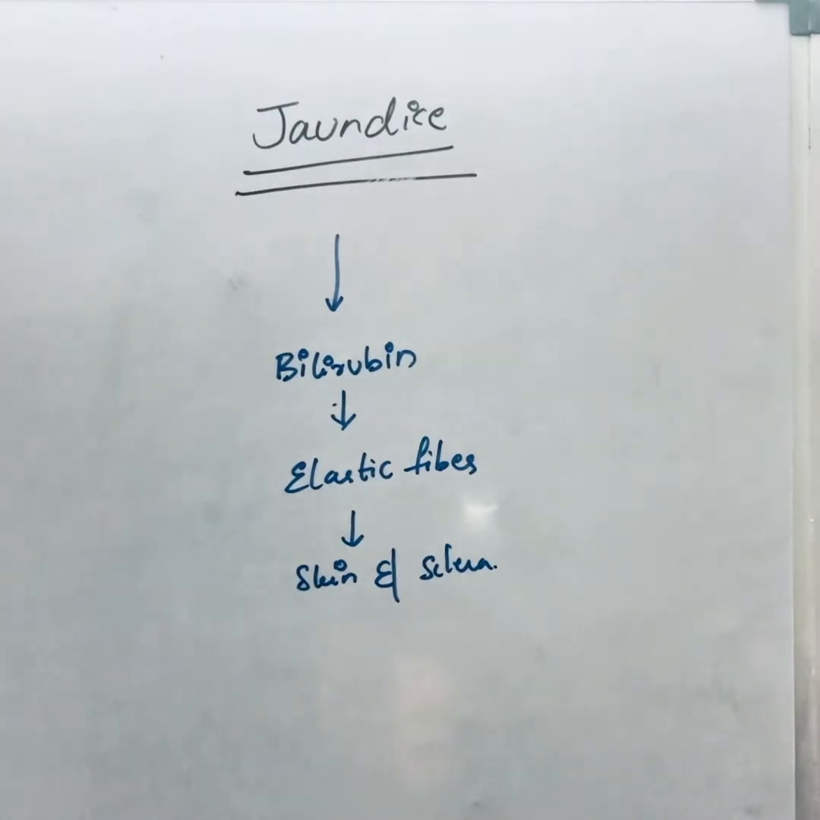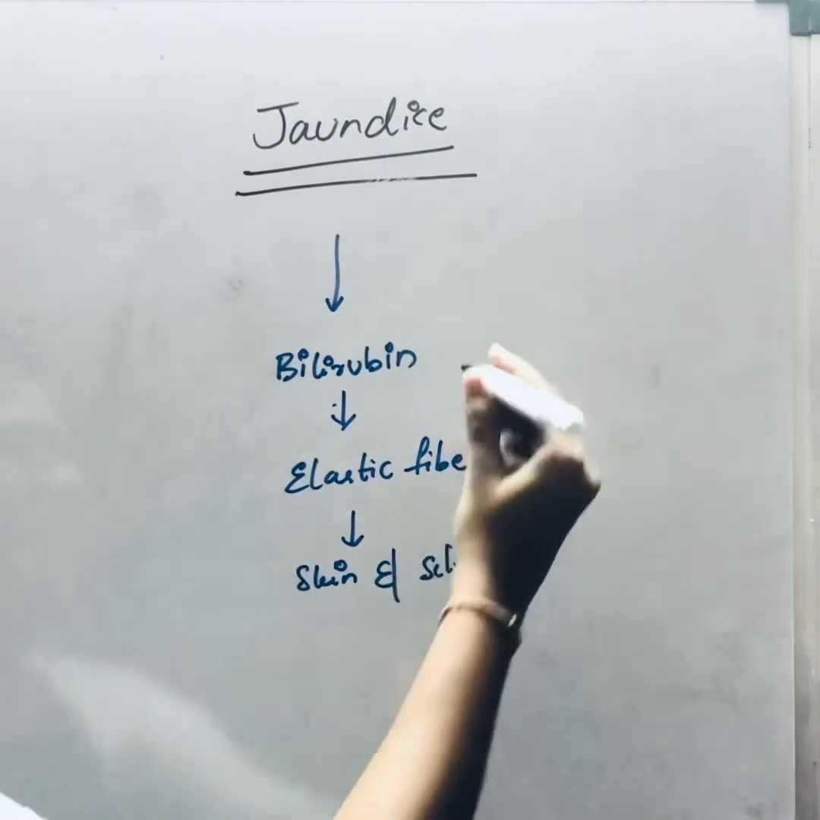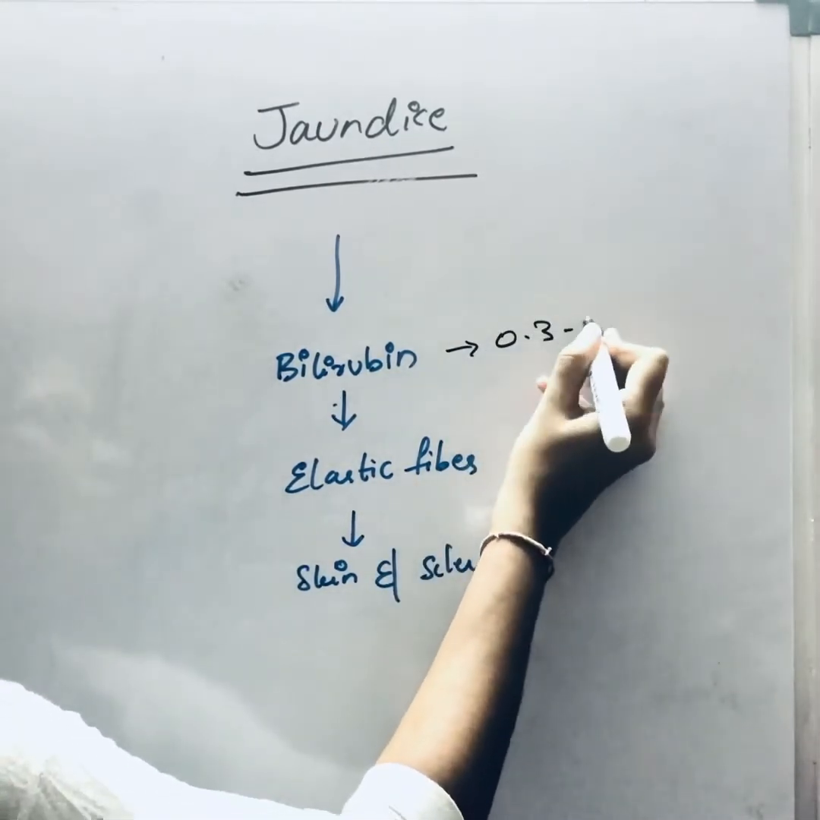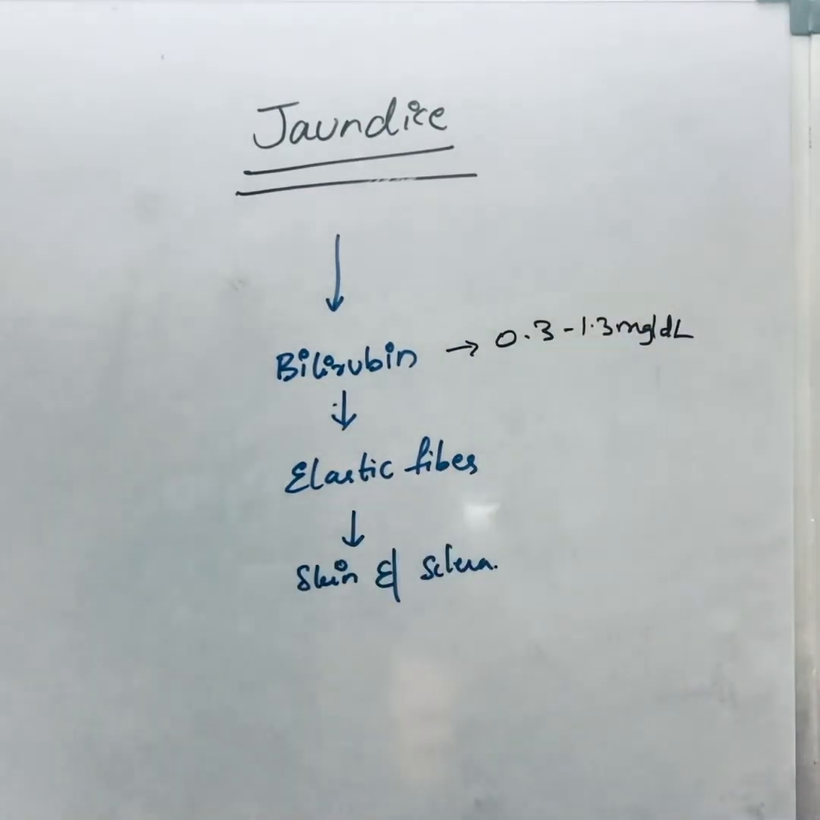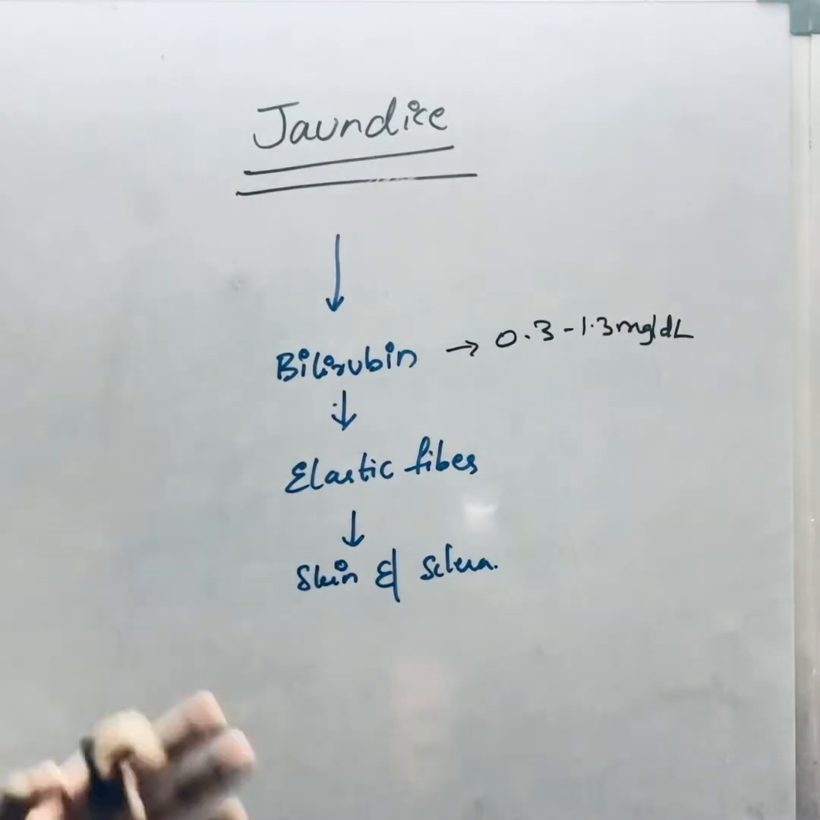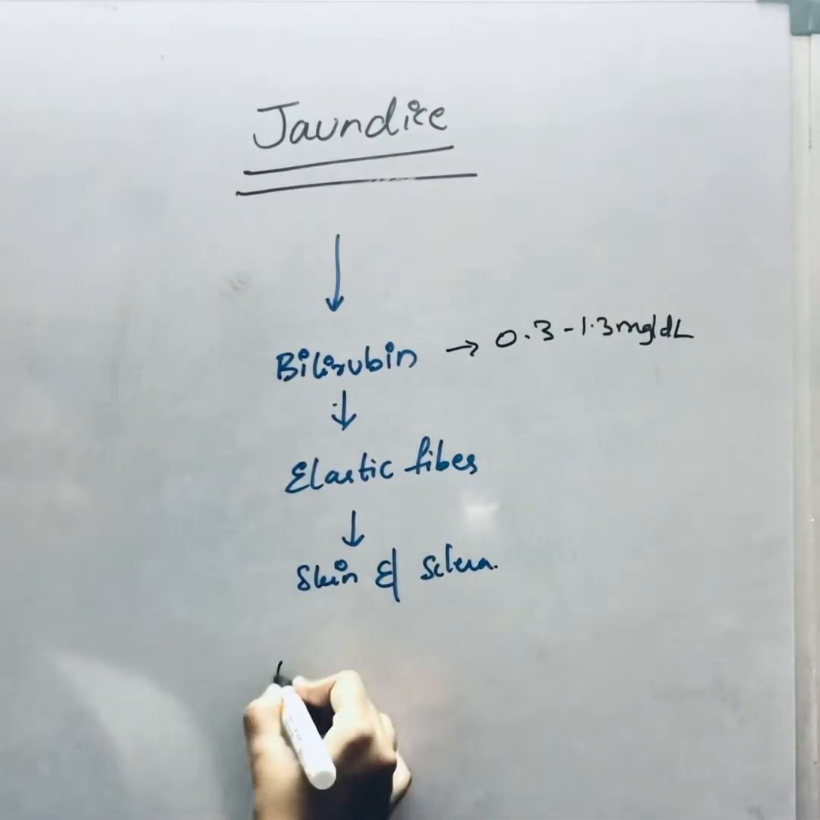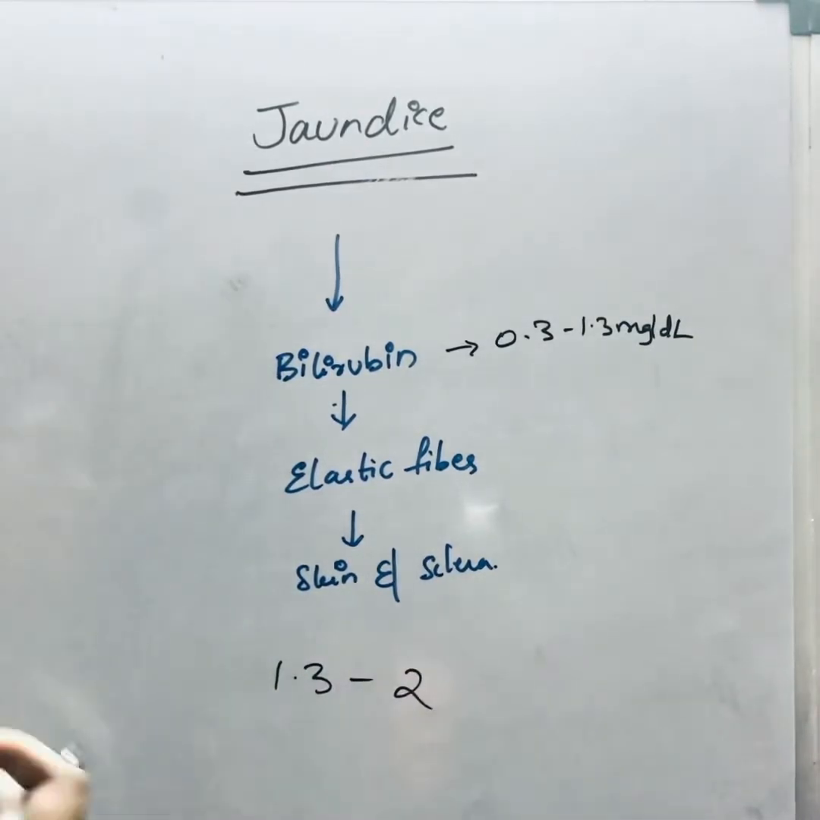I told you one point: the bilirubin content in our body is increased. What is the normal level? The normal range of bilirubin is 0.3 to 1.3 mg per deciliter. If it is greater than 2, then we call it jaundice. If the range is between 1.3 and 2, then we call it latent jaundice.